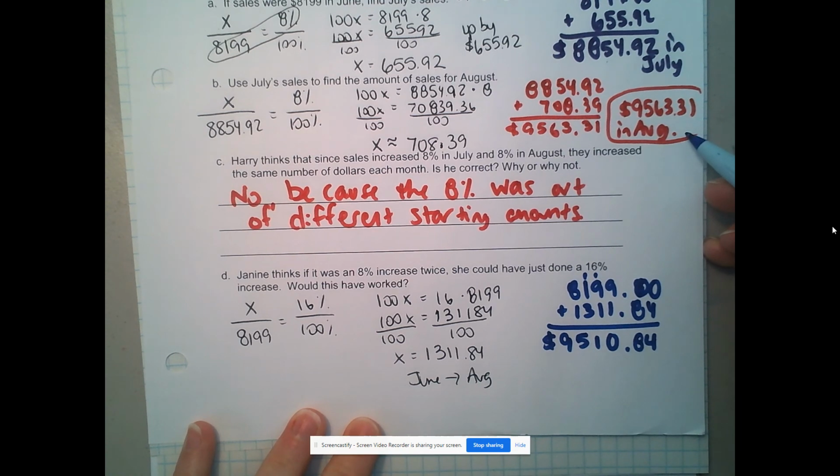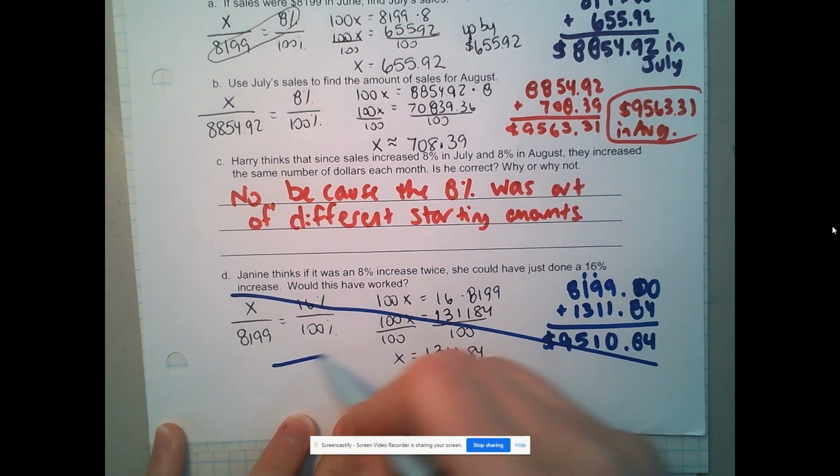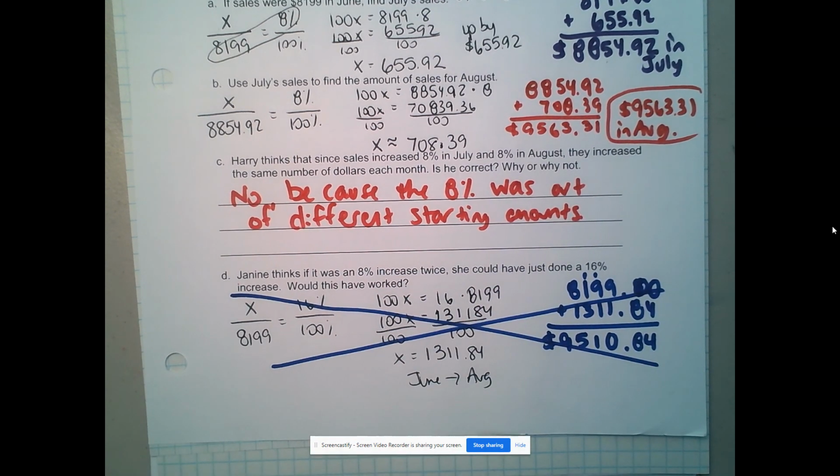It should be 9,563.31, and that extra $50 and change makes a big difference. So what we would say is no, we cannot just jump to a straight 16%, because that would actually cheat this person out of some money. They actually would have earned more because the first 8% was smaller than the second 8%.